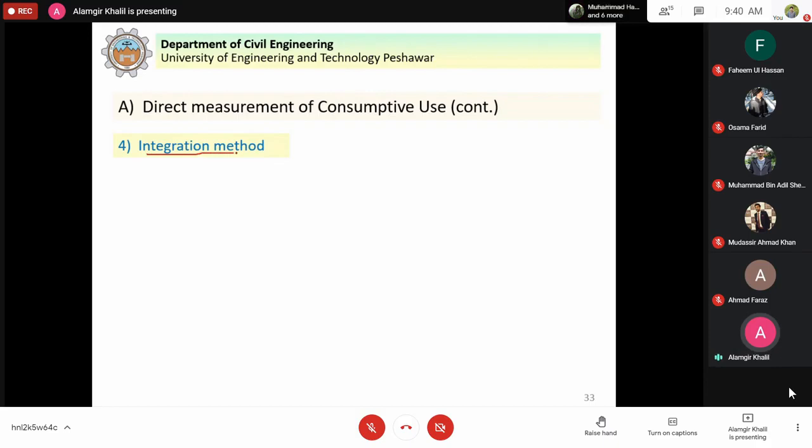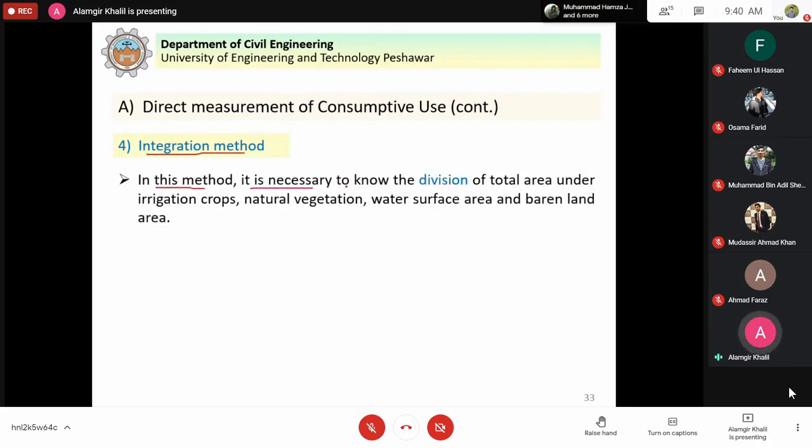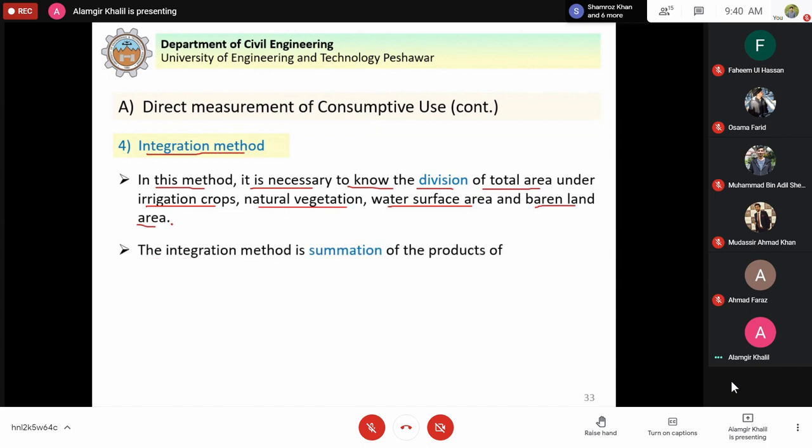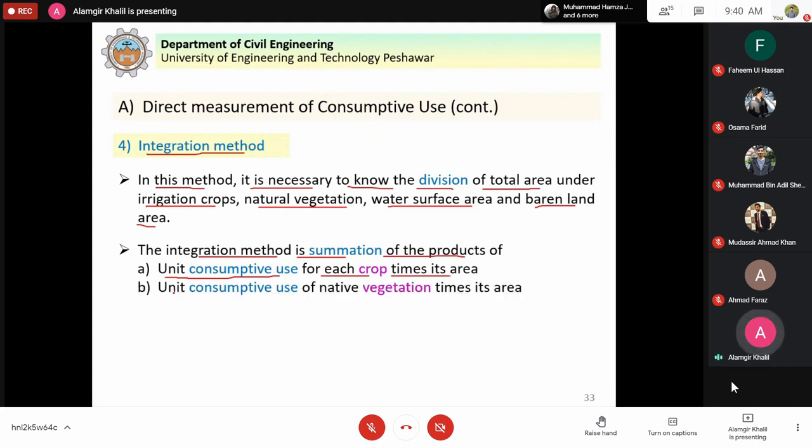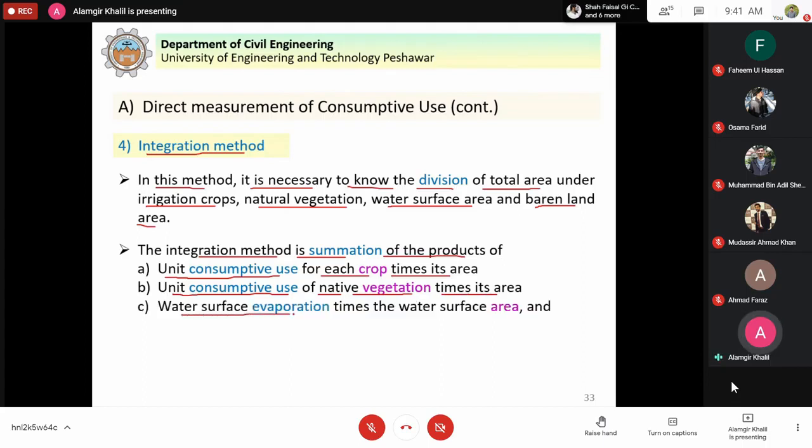The fourth one is the integration method. In this method, it is necessary to know the division of the total area under irrigated crops, natural vegetation, water surface area, and barren open land area. So the integration method is the summation of the products of unit consumptive use for each crop times its area, for the crops. Then we have unit consumptive use of native vegetation, any other vegetation that may be present, times its area, water surface evaporation times the water surface area, and evaporation from the bare land times its area.